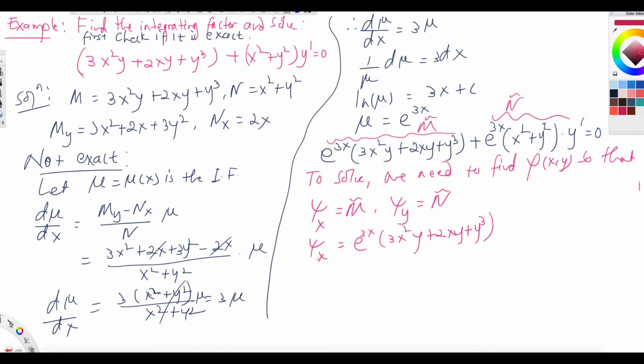So let us write in the integration form, psi equals, so you write 3y, because when you integrate with respect to x, y will be a constant, so I pull that out, integral of x squared times e to the 3x, okay? And then plus 2y, and then you need to distribute that, you get x times e to the 3x dx, right? Plus you get, what do you get? Y cubed times integral e to the 3x dx. This is what you get, okay? So what do you get there then?